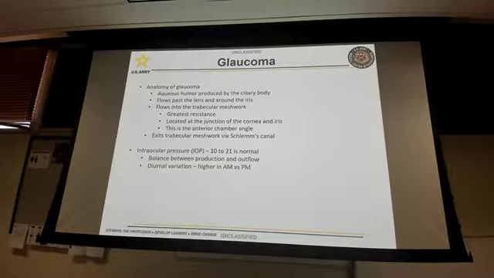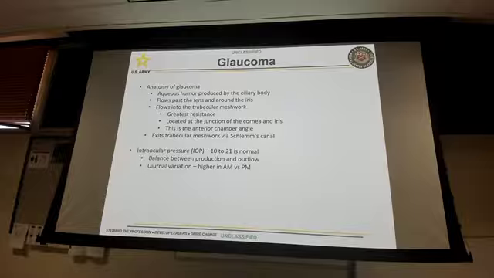So before we start with glaucoma, let's go over the anatomy of it. So the aqueous humor, that fluid that floats around in the anterior chamber, is produced by the ciliary body. And then it flows over the lens, the front surface of that lens, kind of makes a U-turn around the iris, and then heads towards the trabecular meshwork in the angle. And that acts as our filter system. And then it leaves the angle through the Schlemm's canal.